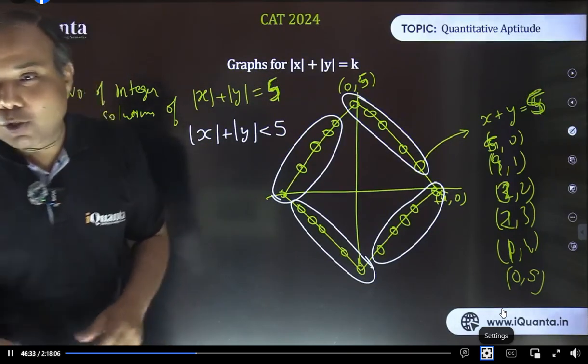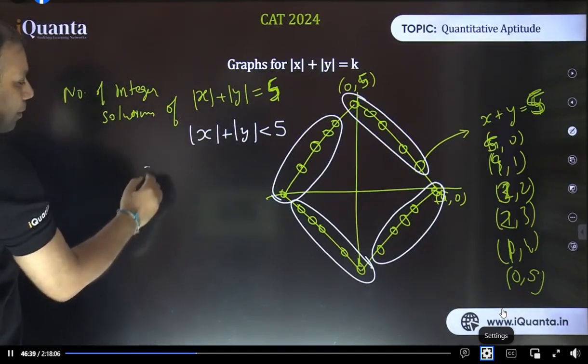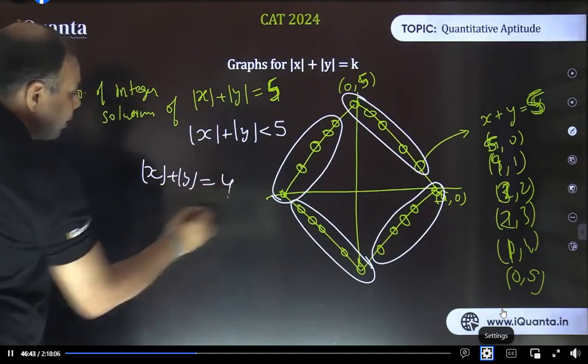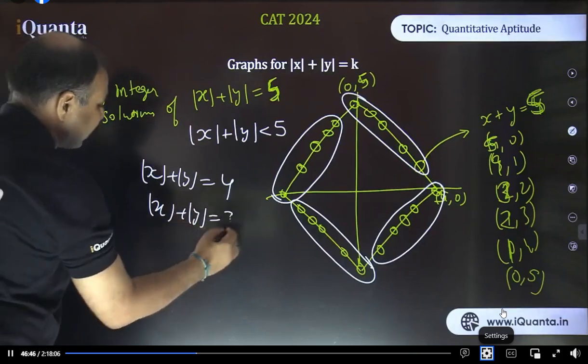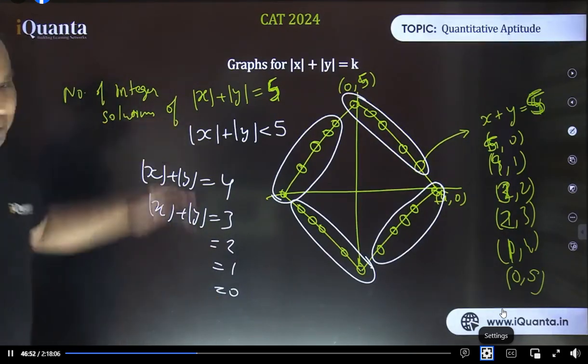Exactly. And including 0 also. 0 you miss. Good. Now we want to find inside points. So there will be what cases? Mod x plus mod y equals 4. Mod x plus mod y equals 3. Then 2. Then 1. And 0 also. Isn't it? So all these points will be considered now.